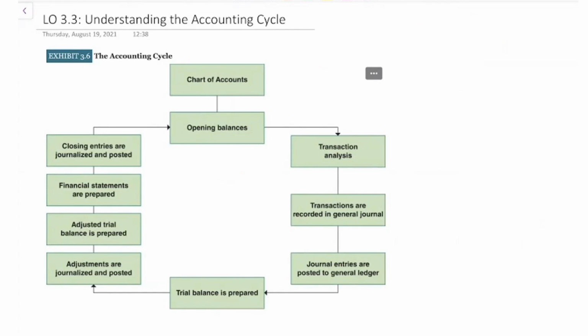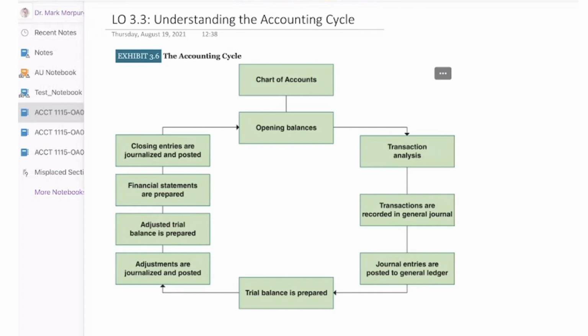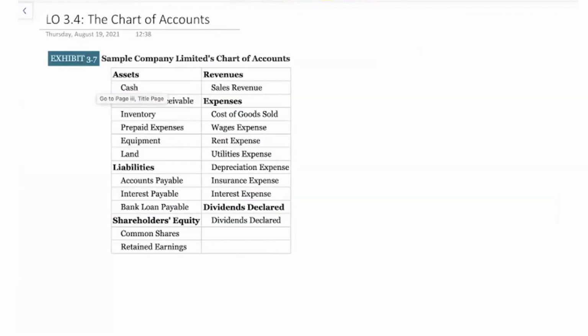I'm just going to briefly now talk about how this comes into context in this thing called the accounting cycle. We are now familiar with the chart of accounts. And a chart of accounts is just the list of accounts. And actually, if I go into this next slide here, chart of accounts is just this, a list of accounts. We have assets, liabilities, equity, revenues, expenses, and dividends. That's all a chart of accounts is, just a list of accounts.